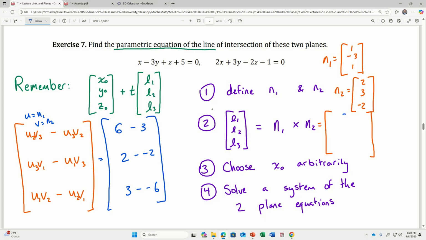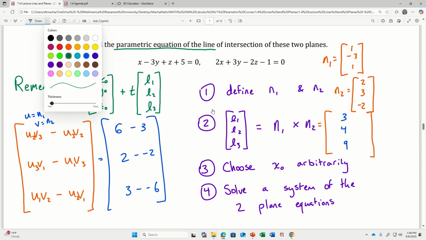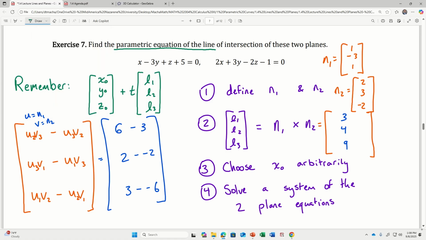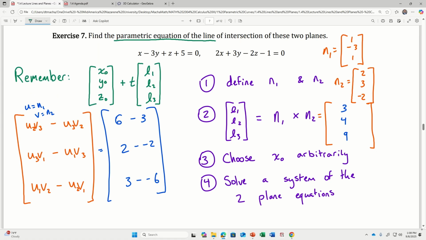So their cross product is going to be 3, 4, 9. And that's a vector that I can use in my parametric equation. So we're good for that part. The next step is kind of going in a different direction. We have to arbitrarily choose some x naught. So pick out a number you like for the x coordinate x naught. And so let's just go ahead and choose x naught equals 0, because I think that's a nice number. Very well-rounded.